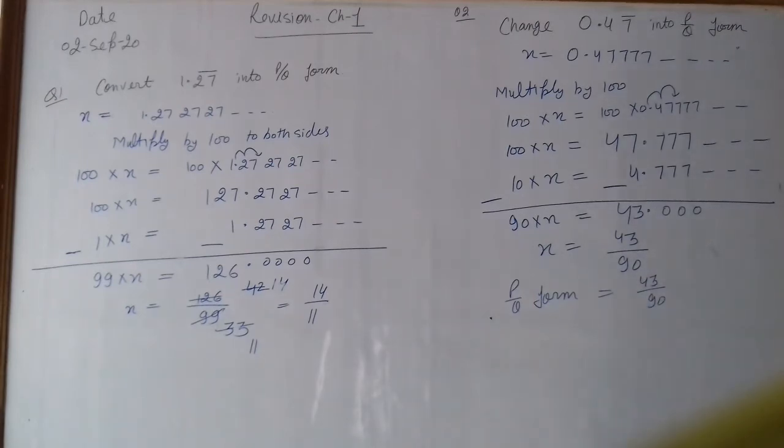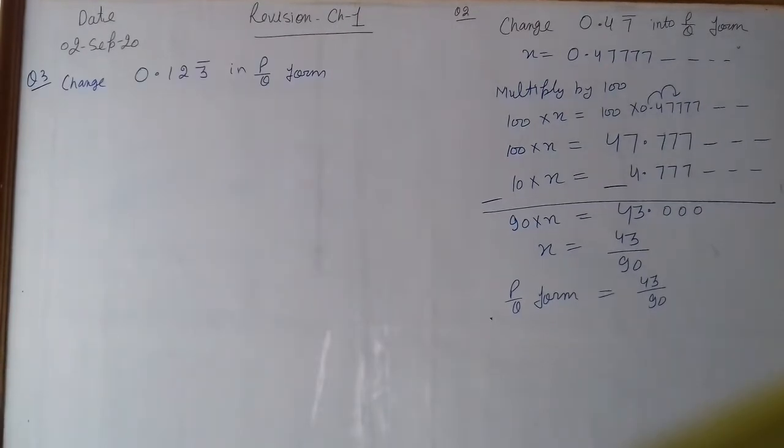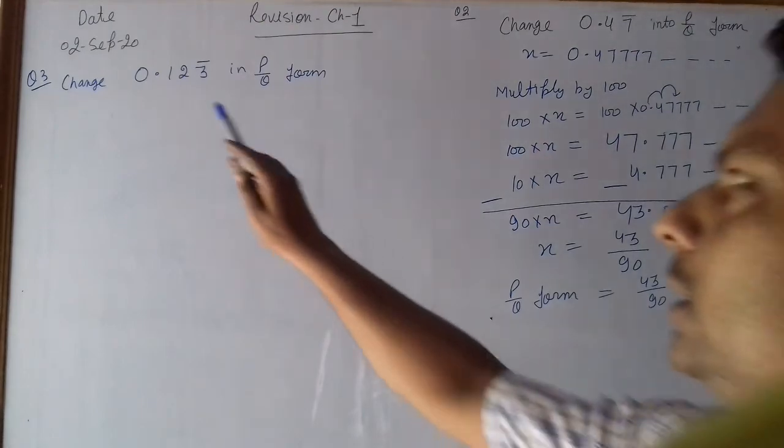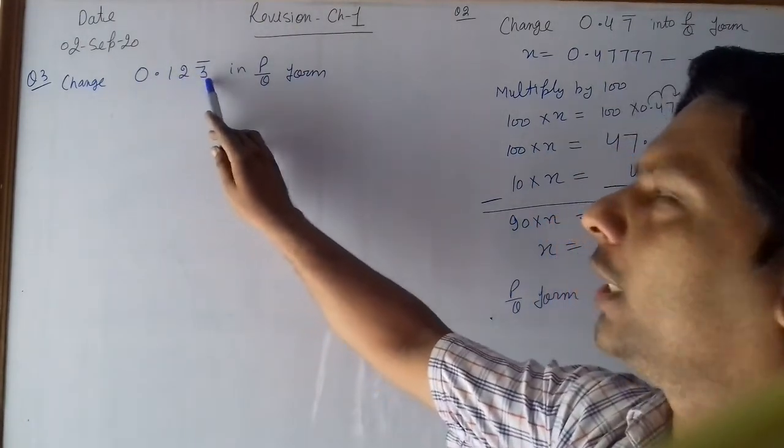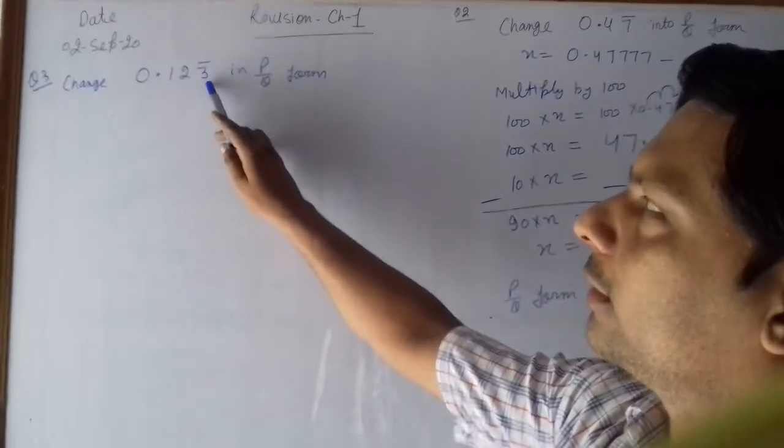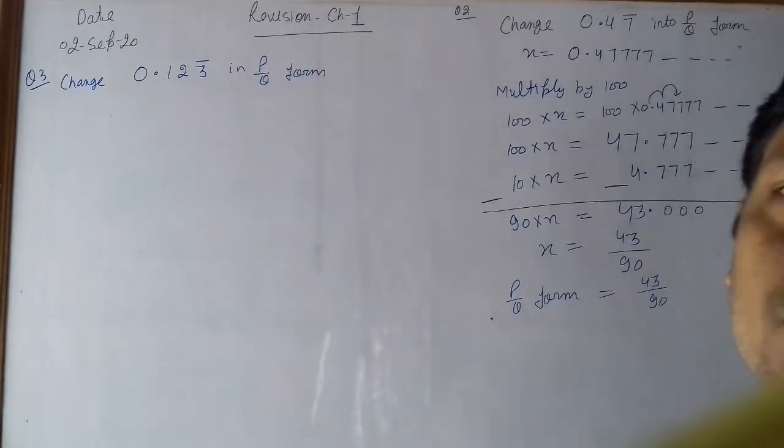Is it clear, students? If you have any doubt, you can ask me in the homework group. Right, students? Now see the next one. See this next question, students. Question number 3. Change 0.123 with 3 having the bar into P upon Q form.